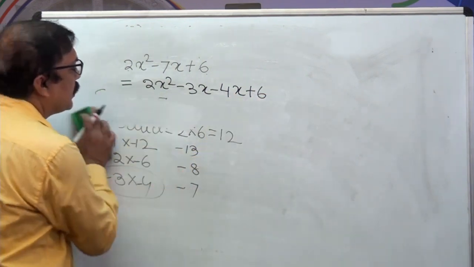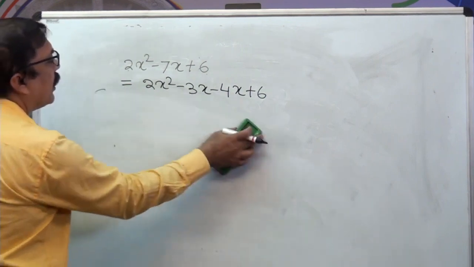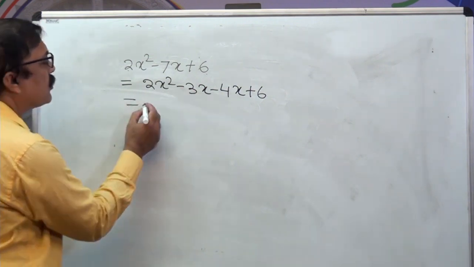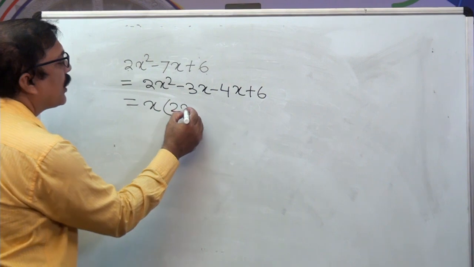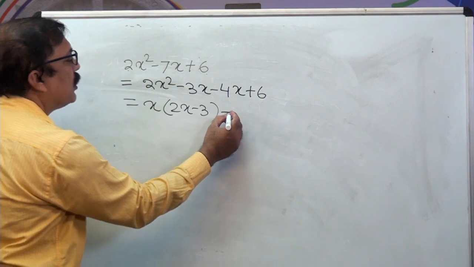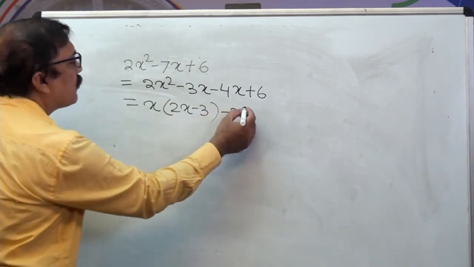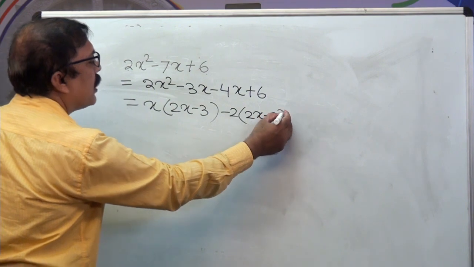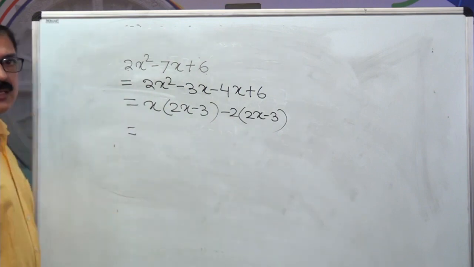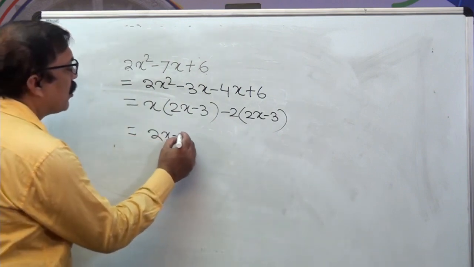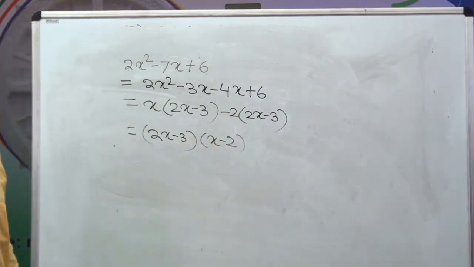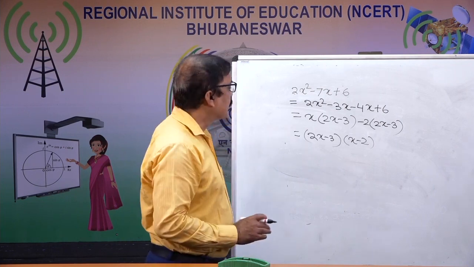From this, we can take x common from the first two terms, that gives 2x minus 3, and from the next two terms we take minus 2, that gives 2x minus 3. Now here we have 2x minus 3 and here also we have 2x minus 3. So taking 2x minus 3 common, we have x minus 2. This is the factor in this case.